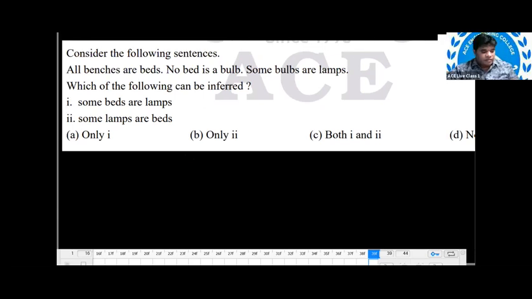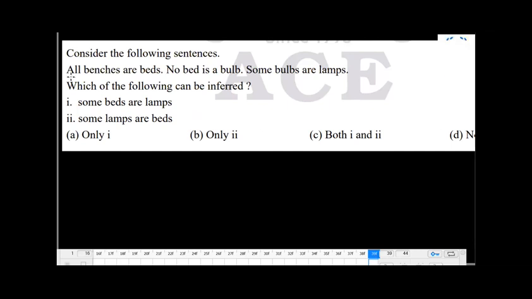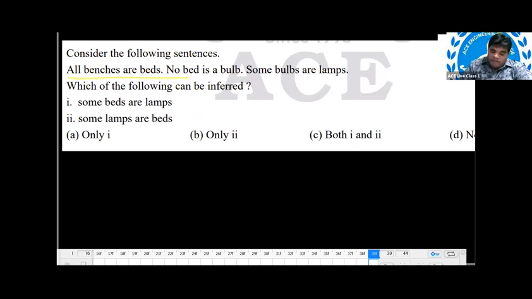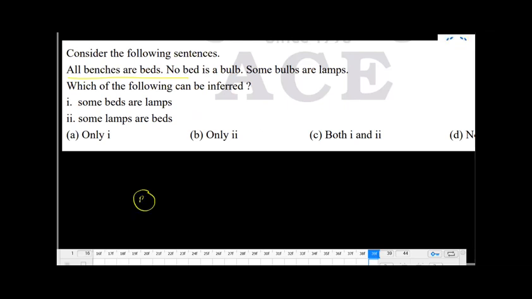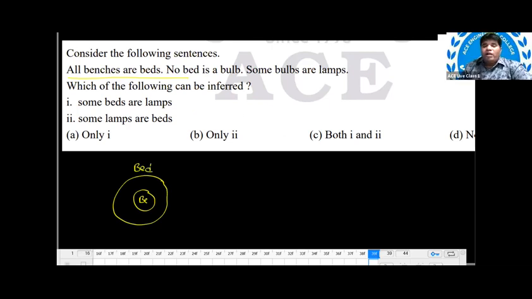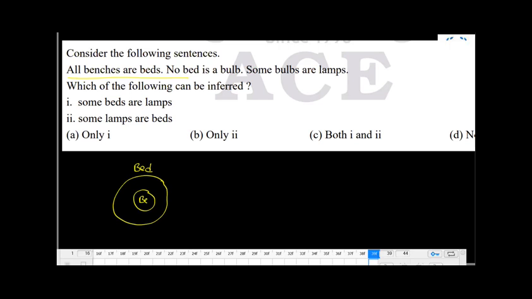My work is to explain some GATE questions, two or three, and then I ask you. Okay, Giriza, give me the reply. Yes, sir. All benches are beds. All benches are beds means benches are completely inside beds. No bed is a bulb means bulb is completely separate from beds. Separate. Yes, sir.